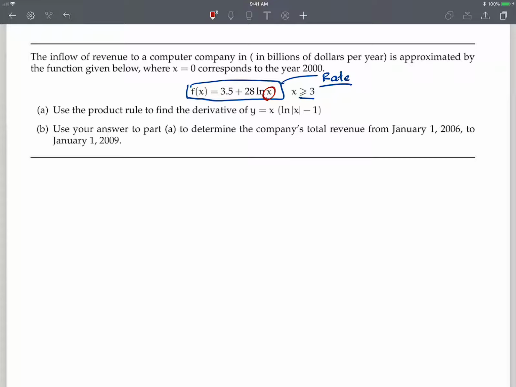In part A, it says use the product rule to find the derivative of y equals x times natural log of x minus 1. And this is in general, so it seems like it has nothing to do with the problem. So it has the absolute value of x there, although for this problem, since we're going to use x greater than 3, we're not going to need this absolute value because x is positive. Okay, now why are they asking us to do A in the middle of this problem?